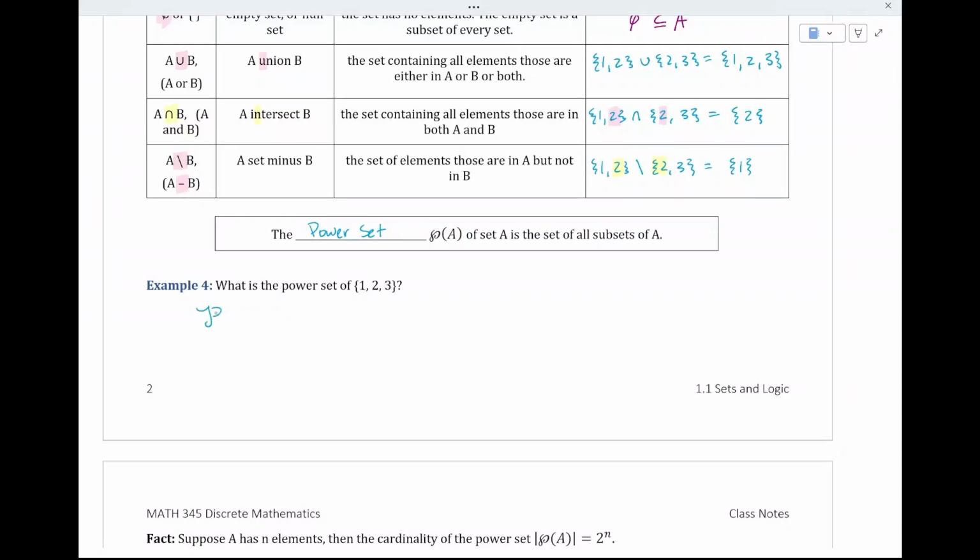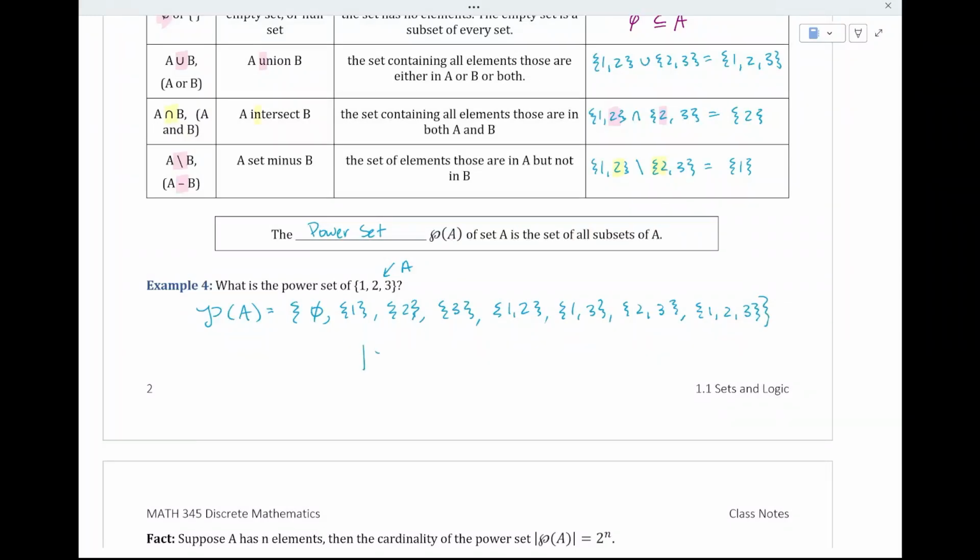So the power set of A, we're saying this is set A, is the set that contains the empty set, because the empty set is a subset of every set. The set that contains just 1, the set that contains just 2, the set that contains just 3, the set that contains 1 and 2, the set that contains 1 and 3, the set that contains 2 and 3, and last up is the set that contains 1, 2, and 3.